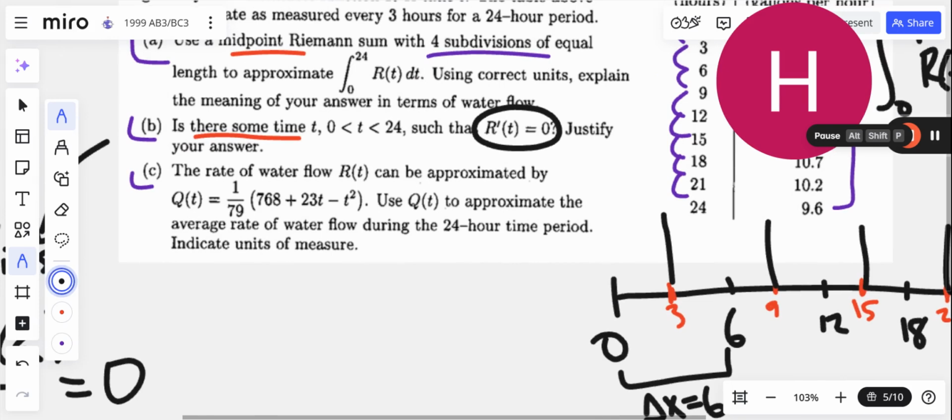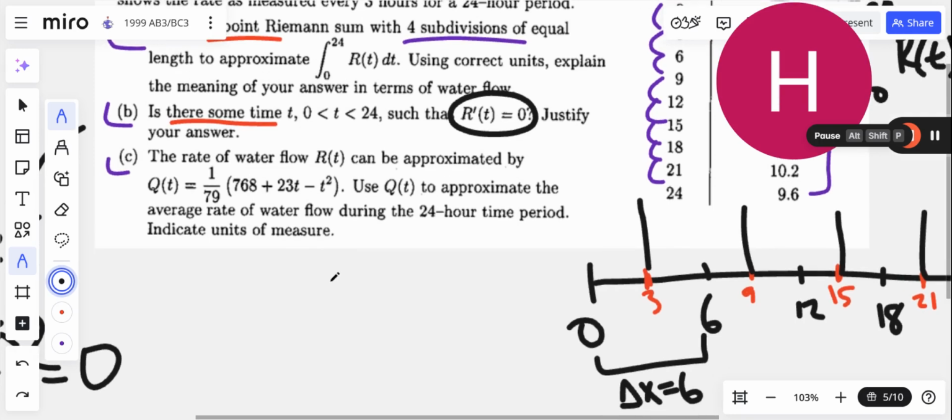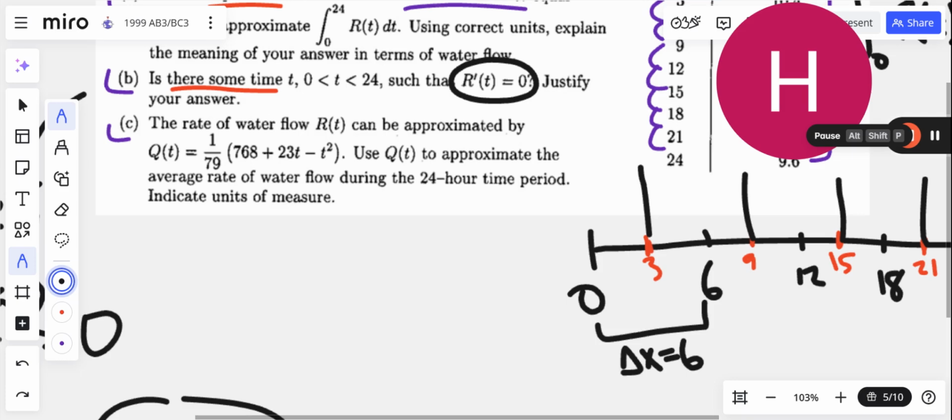The rate of flow of water can be approximated. Okay, so they're giving us an equation. They're basically saying screw the table. Just use the equation. The equation approximates the water flow. Use Q of T to approximate the average rate of water flow. So the average value.